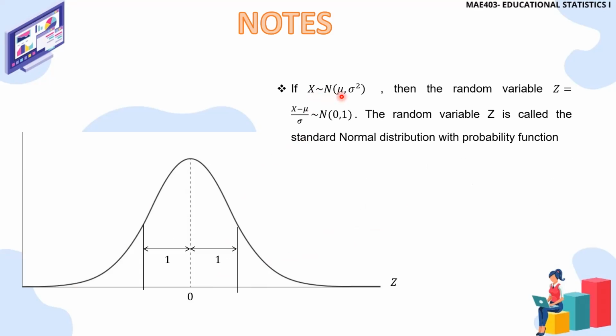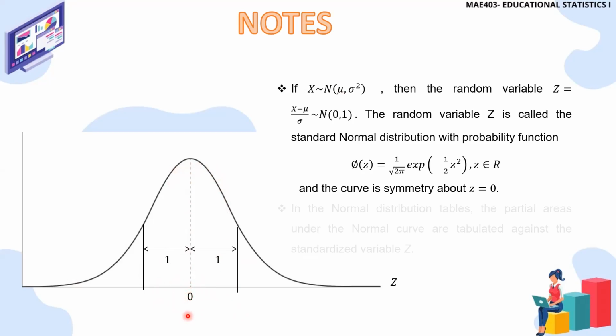If x is normally distributed with mean mu and variance sigma squared, then the random variable z equals x minus mu over sigma is normally distributed with mean 0 and variance 1. The random variable z is called the standard normal distribution, with probability function 1 over square root of 2 pi, exponential of negative 1 over 2 z squared, where z is an element of R. And the curve is symmetric about z equal to 0. So this is the standard normal curve.